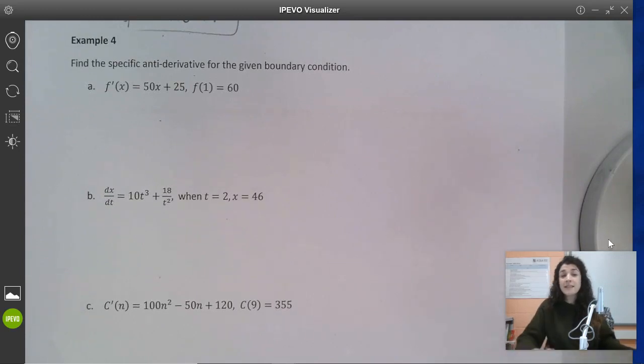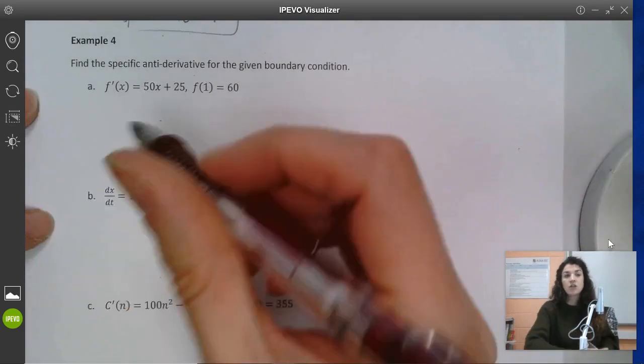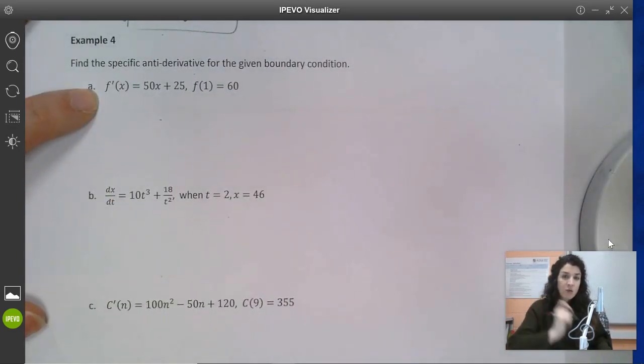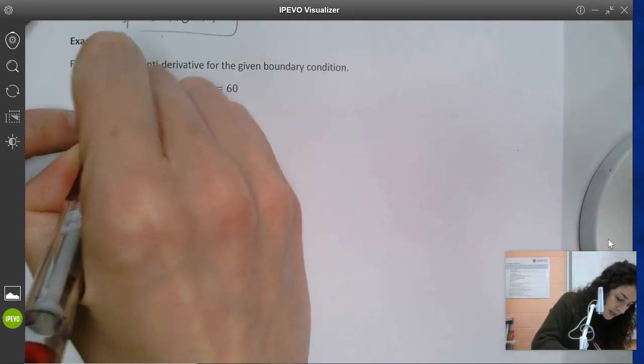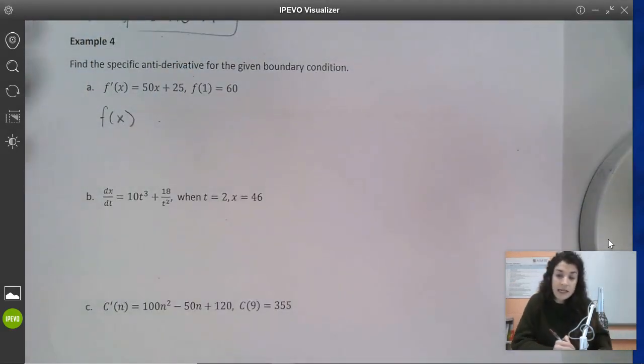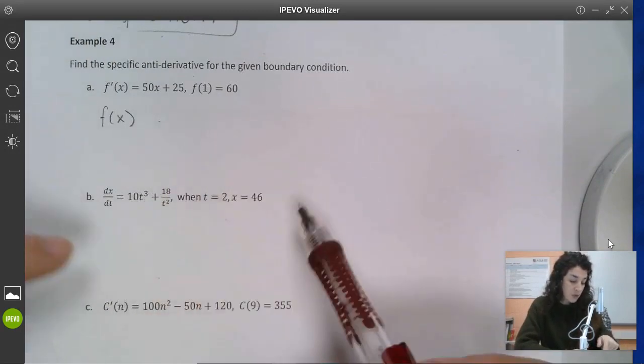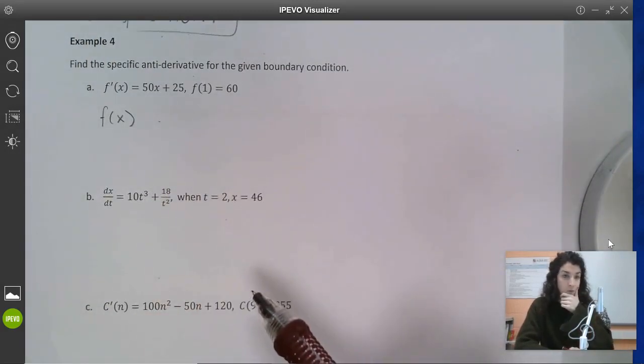Okay, so it says to find the specific antiderivative for the given boundary condition. So we have our derivative function. We want to find the original function. We want to find f of x. And we don't want to have plus c anymore. We want to be able to solve for c and have it be specific. So I'll do this one with you, and then I'll have you do the last two on your own.